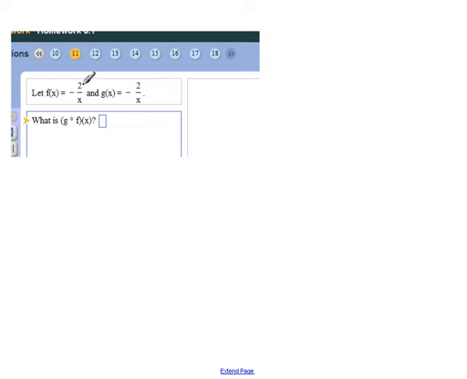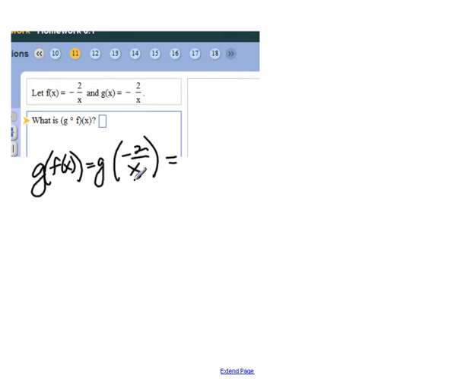Now we have f of x is negative 2 over x and g of x is negative 2 over x. We've got to find g composed with f. So g composed with f would mean to do g of f of x, which is g of negative 2 over x.